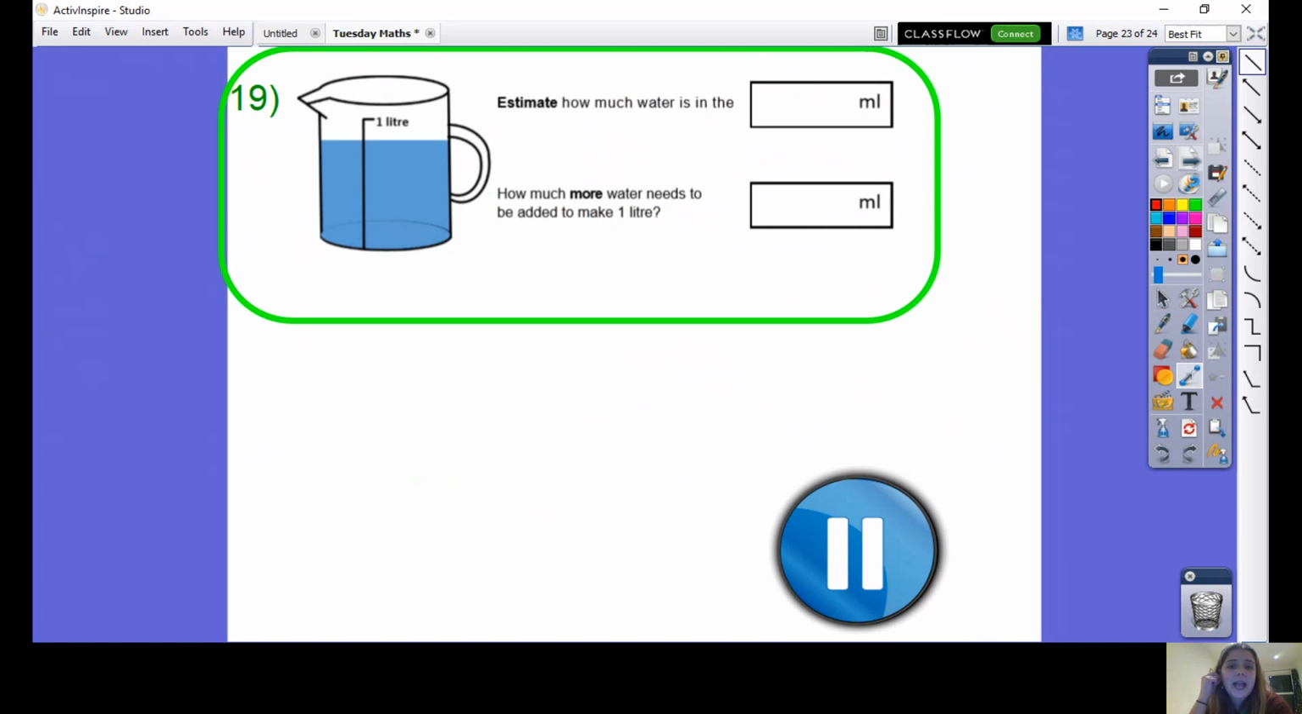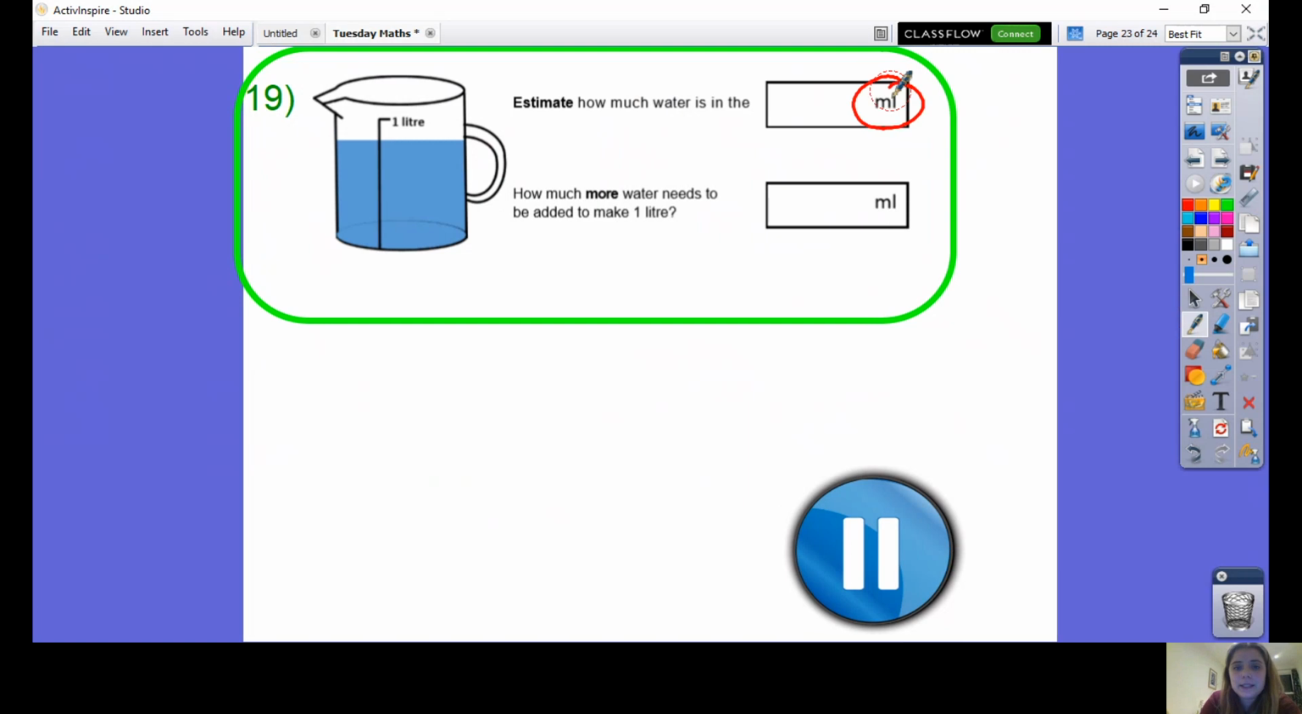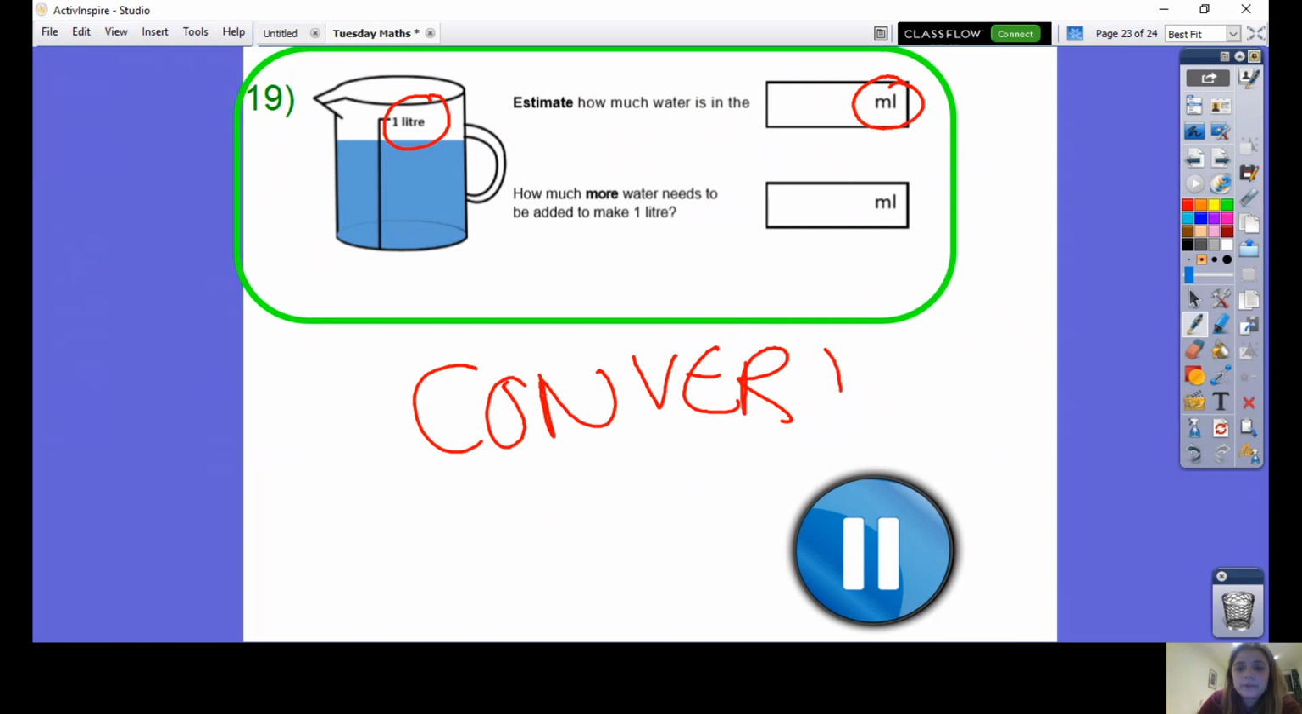The question says, estimate how much water there is in millilitres. Look here, that's litres. Quickly do the magic word, which is convert. Convert 1 litre into millilitres and then guess how much there is. Make it an educated guess and then tell me how much more water needs to be added. Please pause the video now and have a go at question 19, parts A and B.